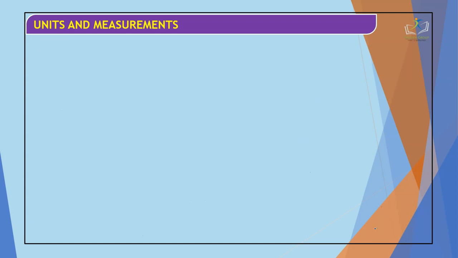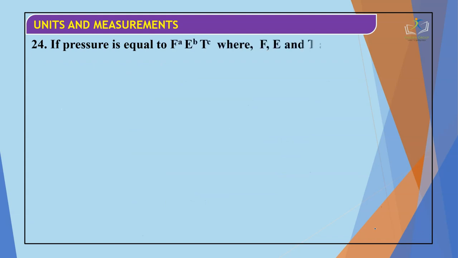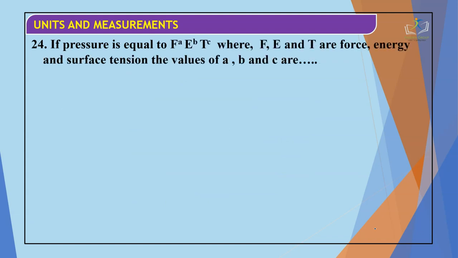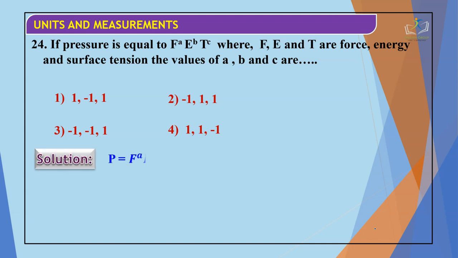Moving ahead with the next question. If pressure is equal to F to the power a, E to the power b, T to the power c, where F, E and T are force, energy and surface tension, the values of a, b and c are: 1, minus 1, 1; minus 1, 1, 1; minus 1, minus 1, 1; and 1, 1, minus 1. So let us see the solution of this question.